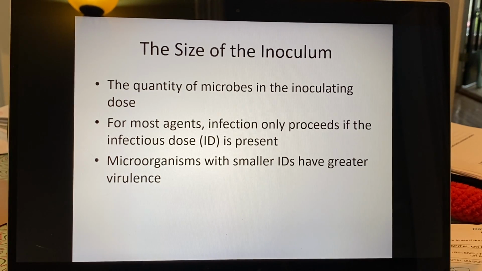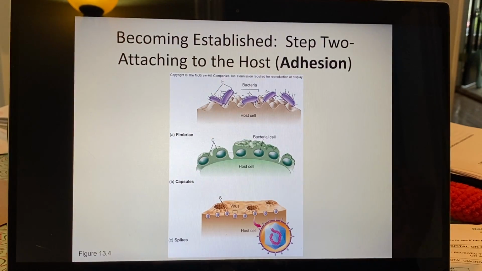And when we have microorganisms that are more virulent, that means that you require few of them because they're so good at getting into cells and then causing an infection. So the more virulent the organism is, the smaller infectious dose that is necessary to actually overcome the patient's immune system and get in there and cause an infection and start the whole process.